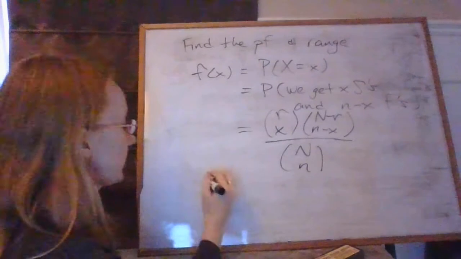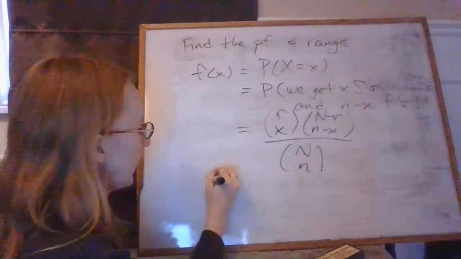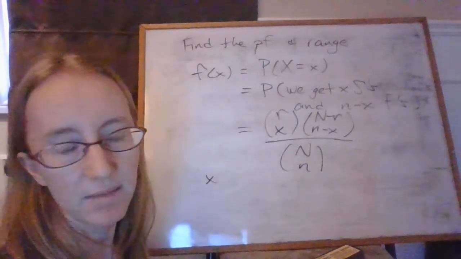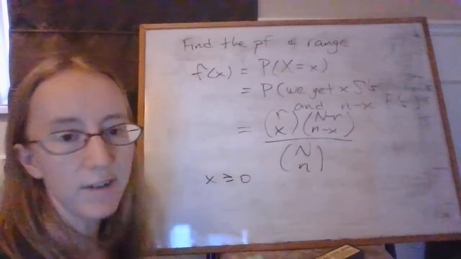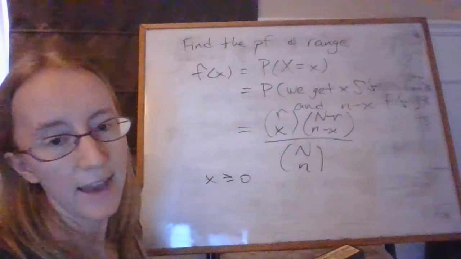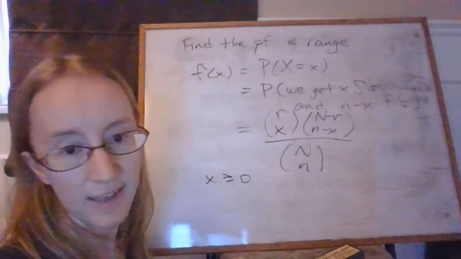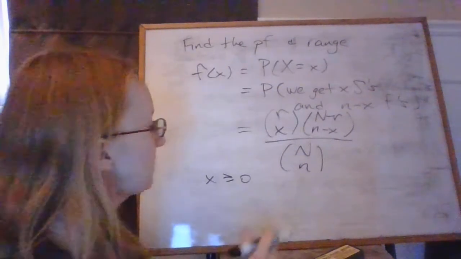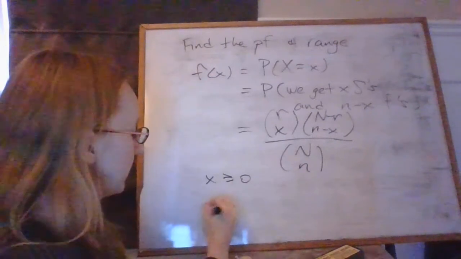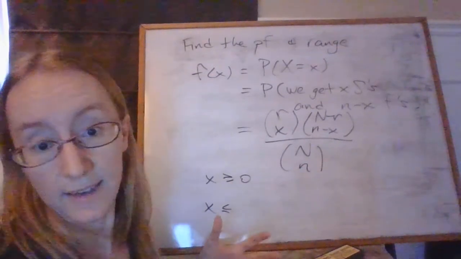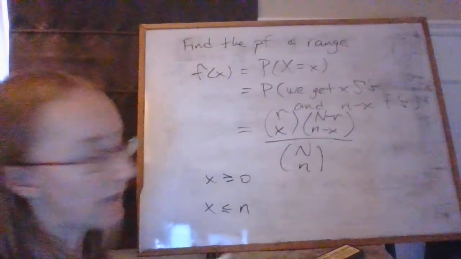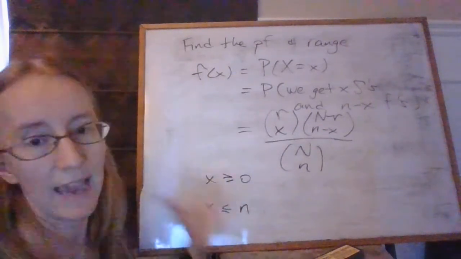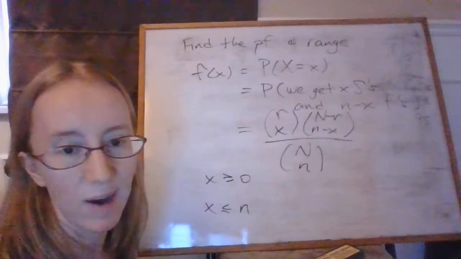Obviously, for the range, the value x can't possibly be less than 0, right? So x for sure is going to be greater than or equal to 0. The worst we can possibly do is get no successes in our selection. And similarly, the best that we can possibly do is get all successes, right? We're selecting little n objects. If we get them all to be successes, fantastic. We can't go higher than that because we're only selecting n objects.